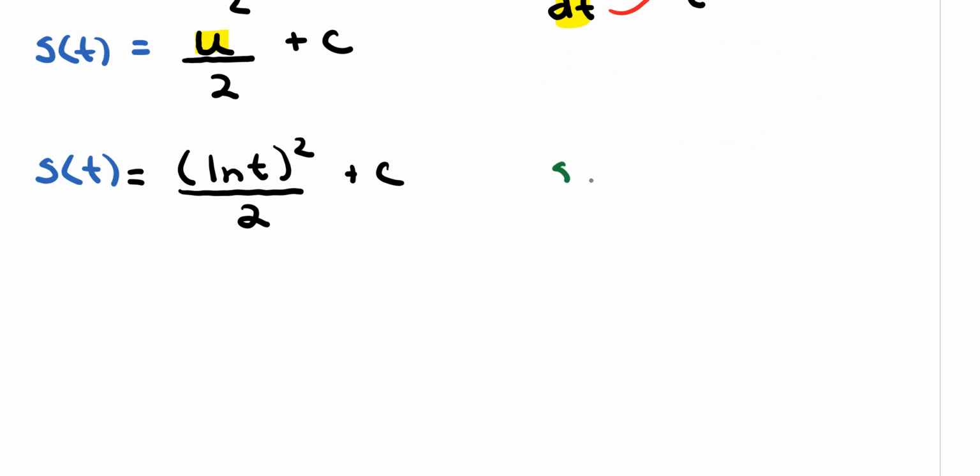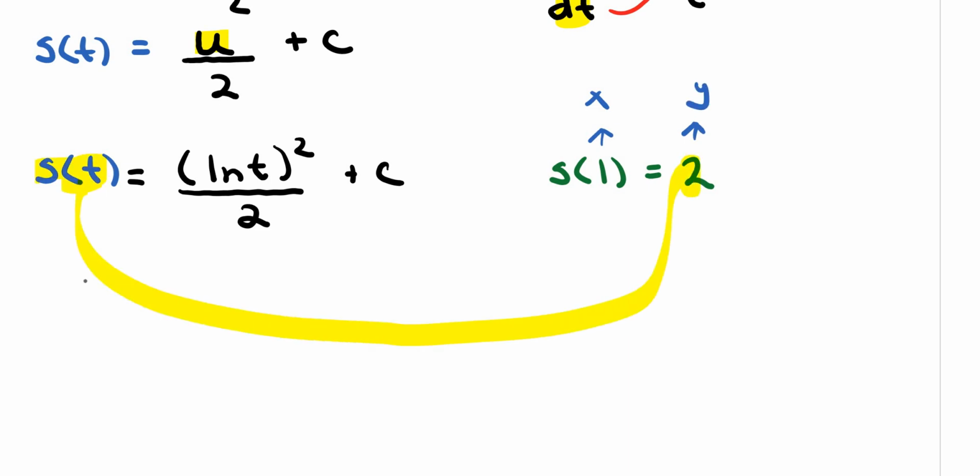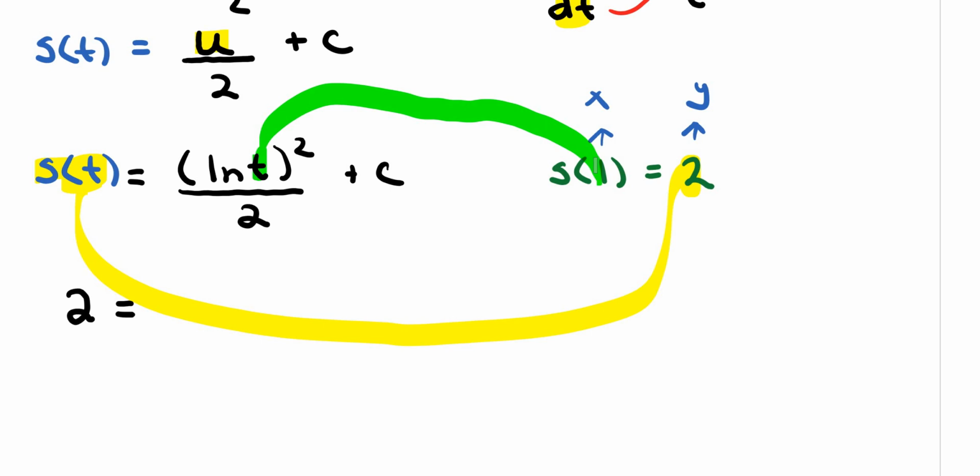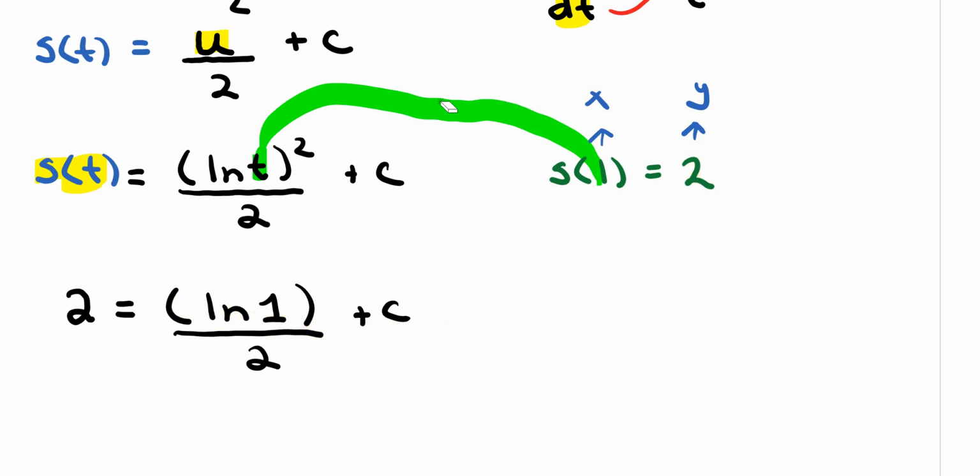Okay, so let me erase all this, and I'm going to rewrite the step here as s of 1 equals 2. So this is, once again, your x value, and this is your y value, right? So this s of t is going to be replaced with this 2. So I'll write that down over here: 2 equals. And then this t over here is going to be replaced with the 1. So this will be bracket ln of 1 divided by 2 plus c. Okay, and that's how you substitute the initial condition back into the problem.